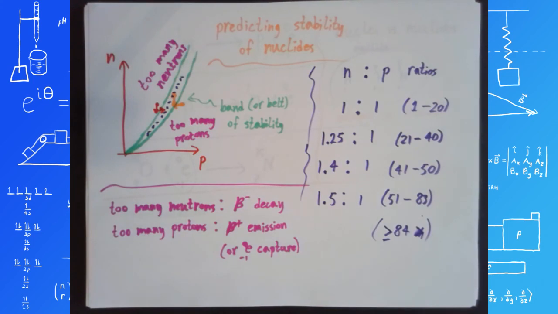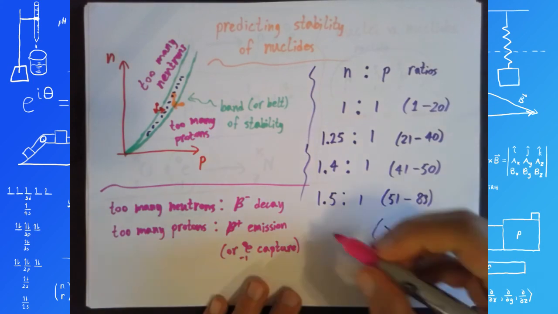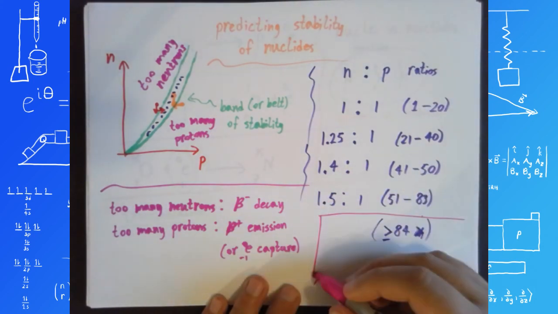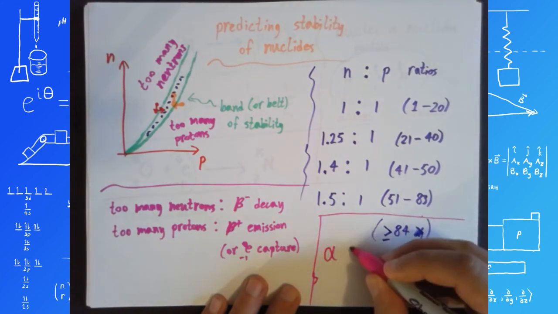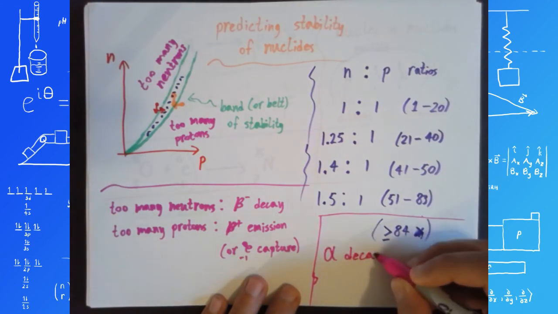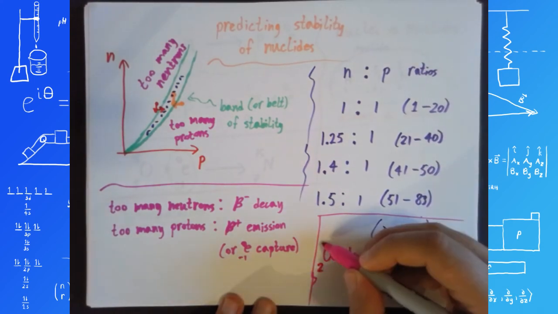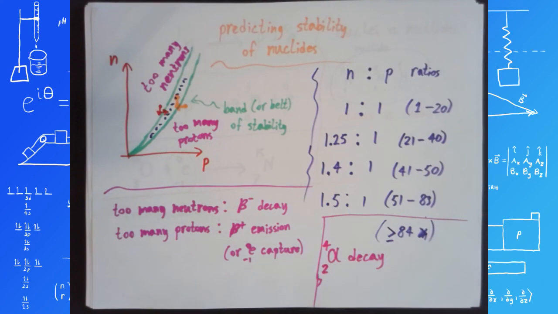So those bigger atoms, they're going to have to shrink down. They're going to have to convert into smaller elements eventually. And the fastest way to get rid of protons and neutrons at the same time is through alpha decay. An alpha particle contains 2 protons and 2 neutrons, so you would lose an equal amount of both.